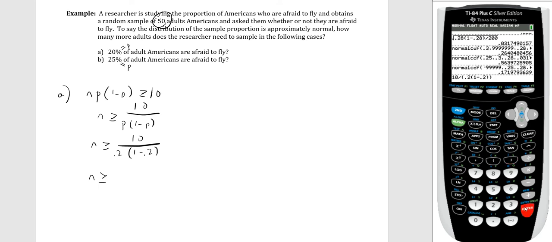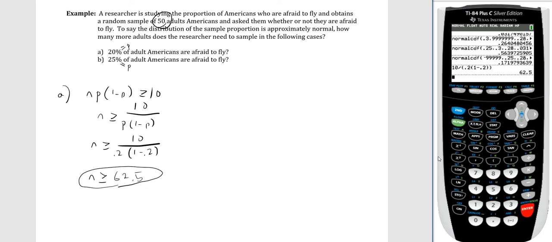We get 62.5. Note that n needs to be greater than 62.5, which means that 62 won't cut it. We need at least 63. They have 50, so they need 13 more. All right, so that's A.